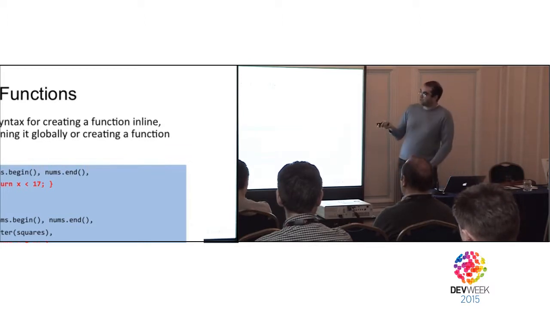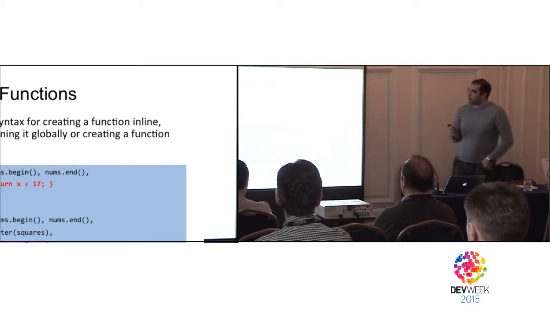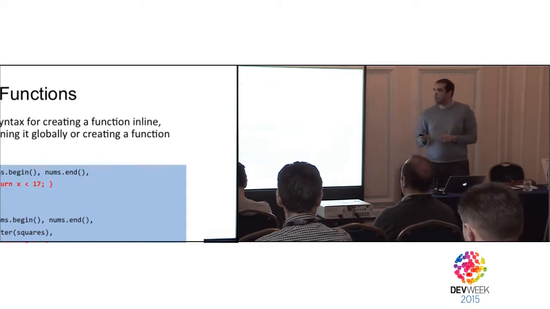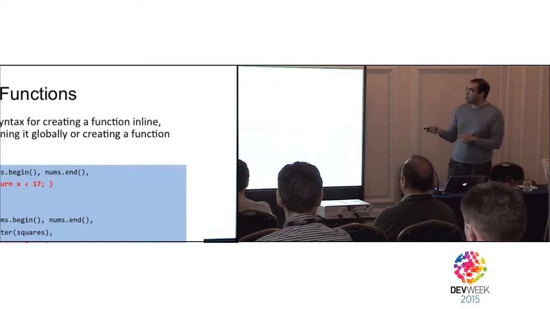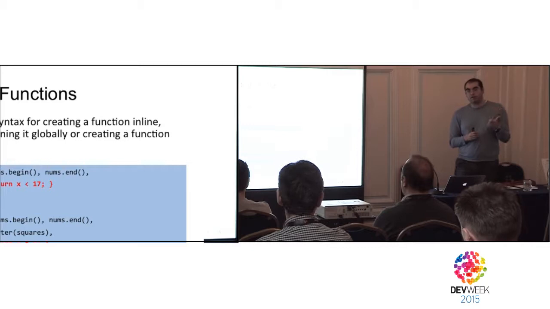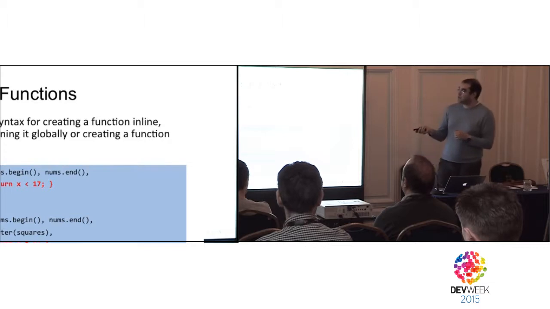So the first one over here, for example, uses the COUNTIF STL algorithm. COUNTIF takes a collection and checks a predicate for each element of the collection and counts how many elements satisfy the predicate. So here, I'd like to see how many numbers in that range are smaller than 17. So instead of writing a function which checks if a number is smaller than 17, or instead of implementing a function object which does that, I can just put the code right here in line.